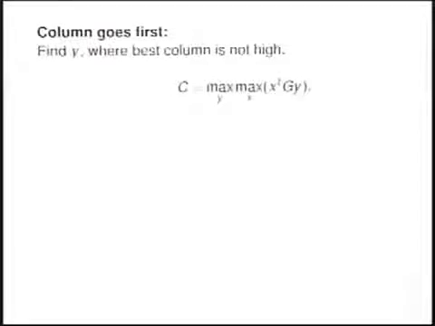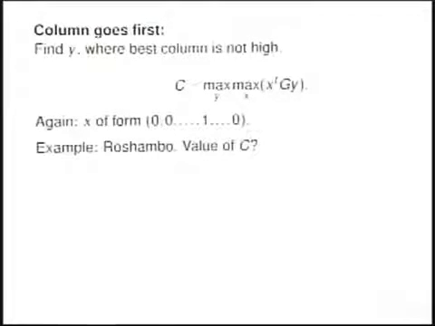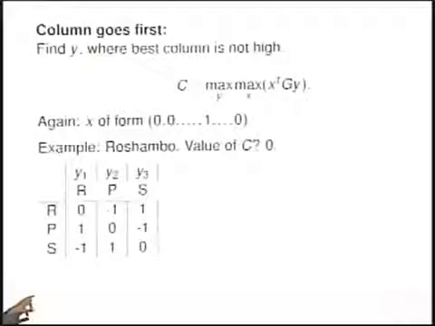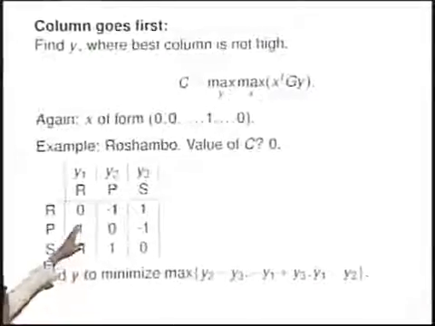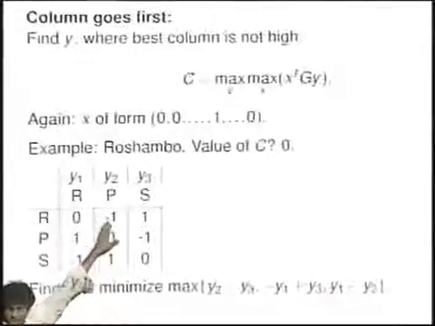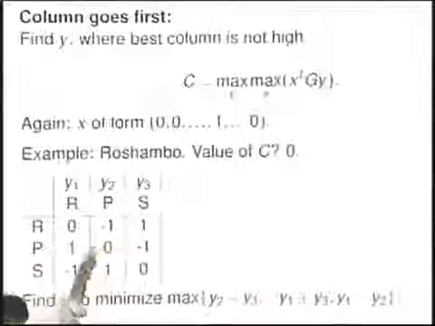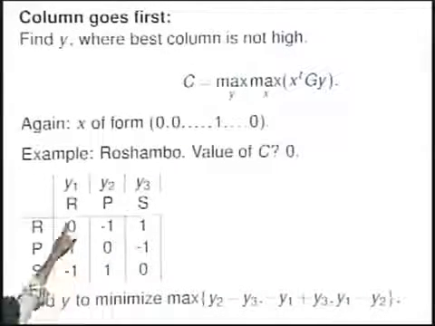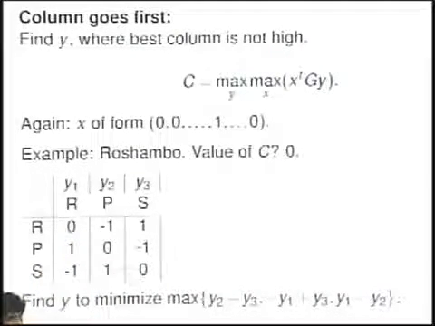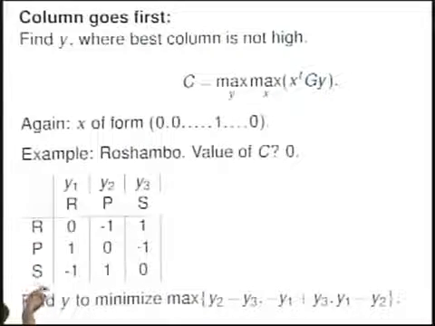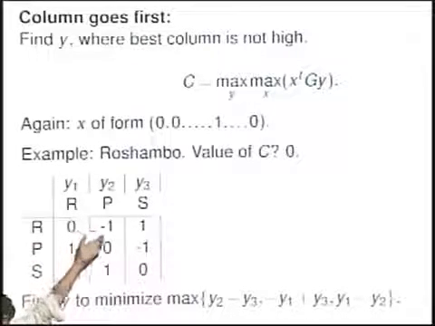The column goes first, so you do the same thing. Rochambeau. So here, y is going first now. Okay? So y has to announce his mixed strategy. He's trying to pick his y1, y2, y3 so that it's as bad as possible for the row, or as good as possible for him.